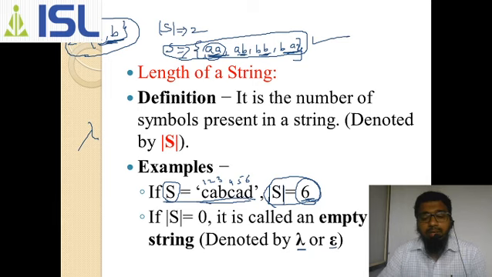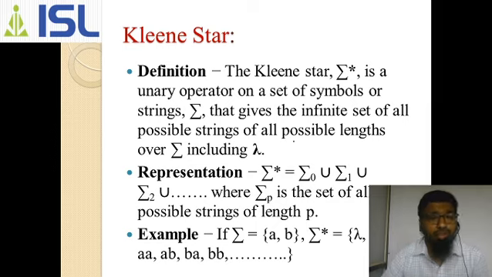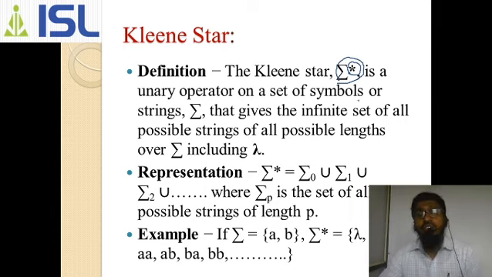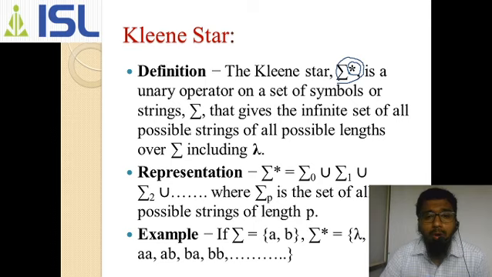Okay, so this is about strings. Next, Kleene Star. Here is the definition. The Kleene Star, denoted by sigma star, is a unary operator on a set of symbols or strings sigma that gives the infinite set of all possible strings of all possible lengths over sigma, including lambda.